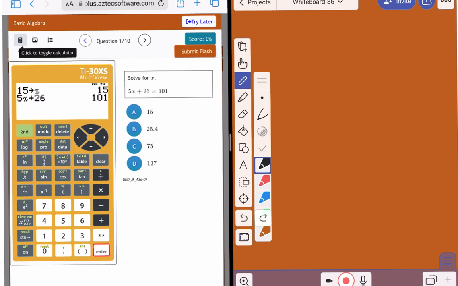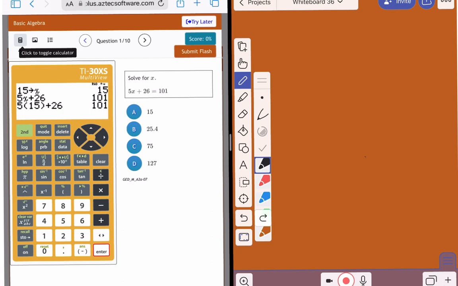Another thing we could have done is substitute each value in the place of the x, like 5 parentheses, put the 15 in there, and plus 26, and if we get 101, that would be it. And of course, the A choice is not always going to be the correct answer. Just in this one, we got lucky.